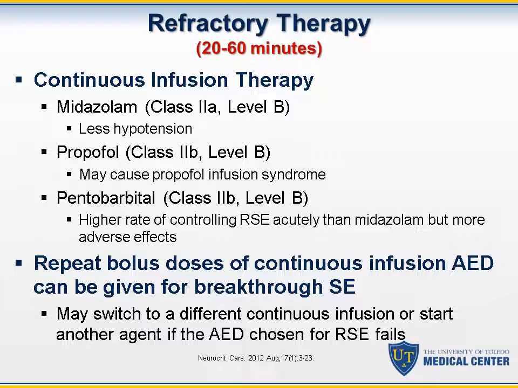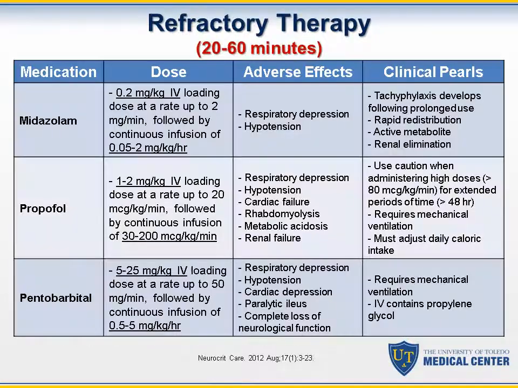Repeat bolus doses of continuous infusion AEDs can be given for breakthrough SE, and you may switch to a different continuous infusion or start another agent if the AED chosen for RSE fails. The dosing for midazolam is provided there. It's the same as for urgent control therapy when using it for the continuous infusion.